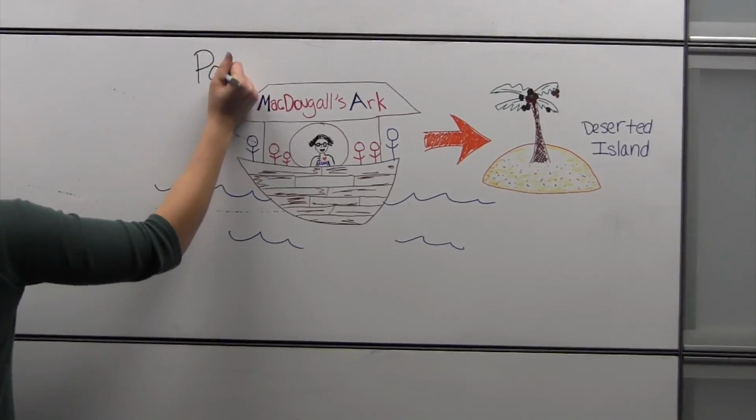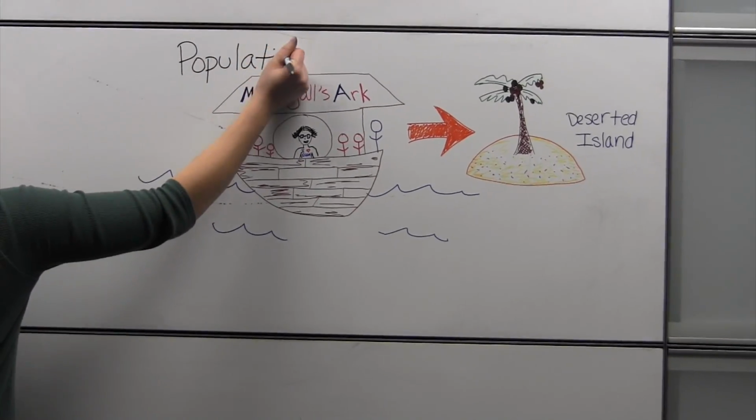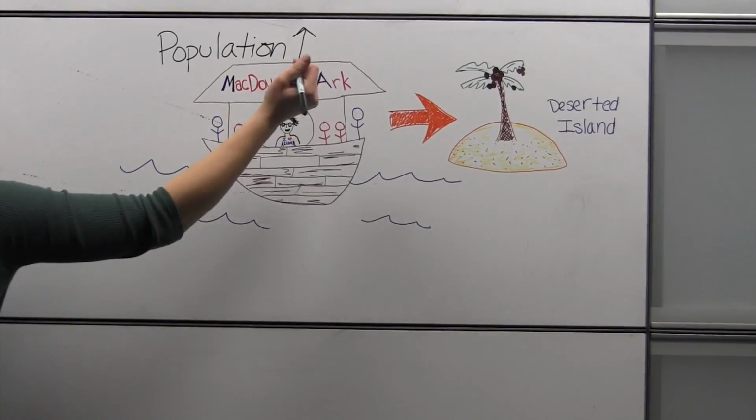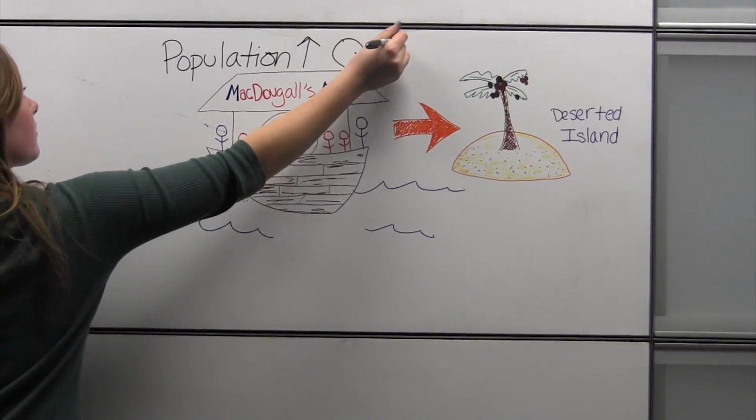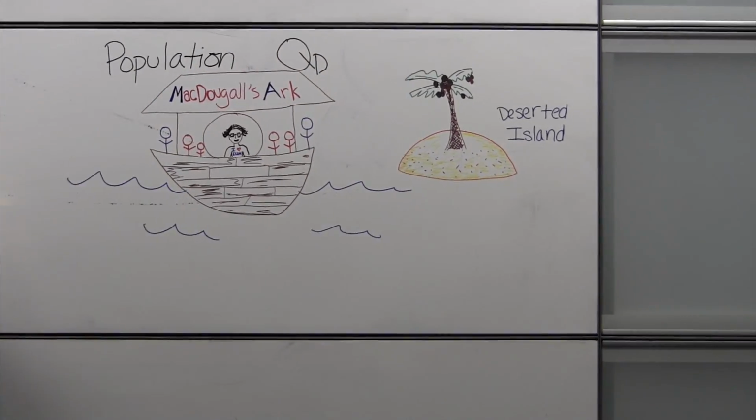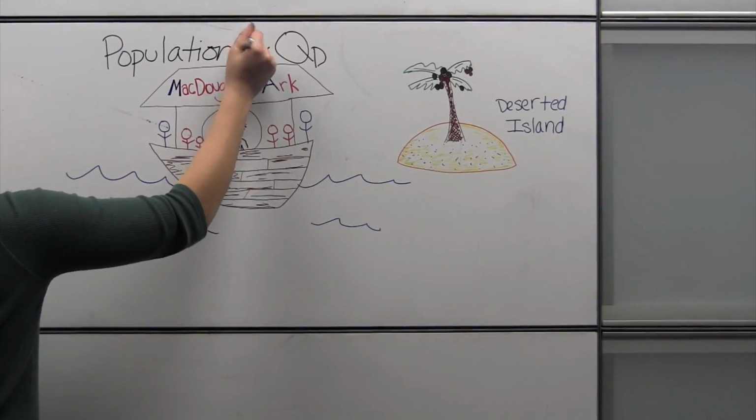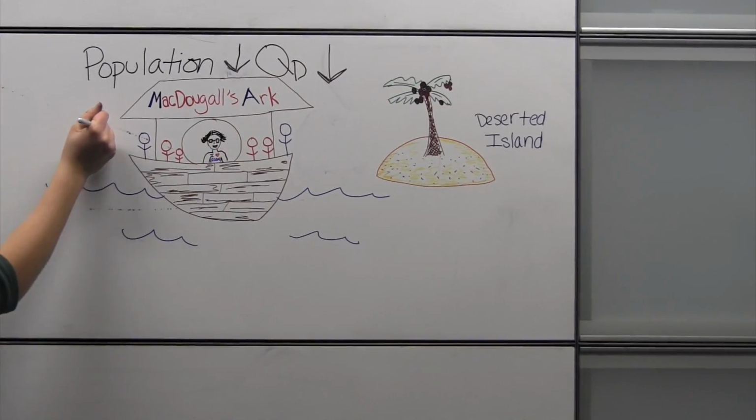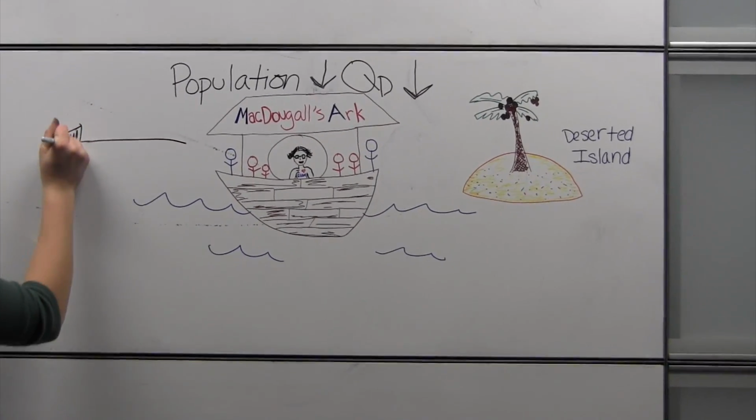Let's take a look at McDougall's Ark. As it approaches the deserted island, the island's population increases and the quantity demanded increases for coconuts so the children don't starve. But as the ark leaves the island, the populations decrease, as does the quantity demanded.